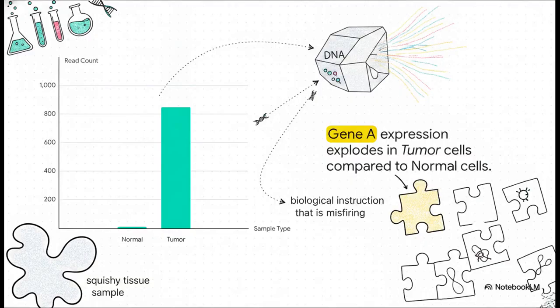This reveals the ultimate payoff of our entire process. Imagine you're looking at gene A. In the normal sample, it shows almost zero expression. But in the tumor sample, the expression is completely off the charts. By tracing this entire journey, from a squishy tissue sample, through the wet lab chemistry, the sequencer's light show, and the bioinformatic puzzle, we have successfully isolated the exact biological instruction that is misfiring in this disease.